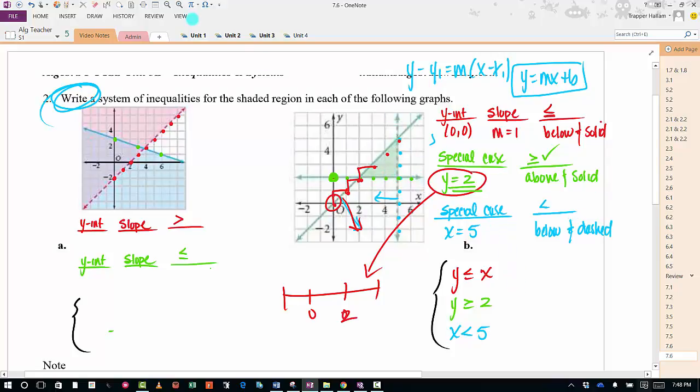The other special case here, and I'll switch my color to blue, is this line here, and you'll notice that it's dashed. Okay, it's a vertical line, so it goes through the x-axis, so it should be x equals whatever point it goes through, in this case 5. So it goes through x equals 5. It's dashed, so it doesn't get the equal sign underneath. And this one we're shading below, or the lower value, so it's dashed and below.